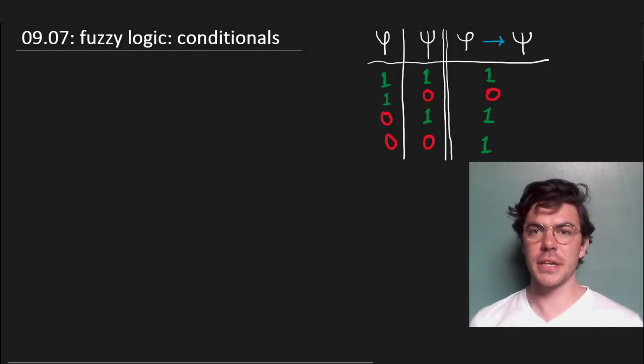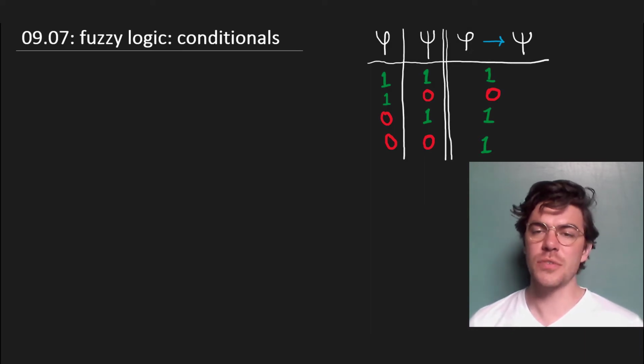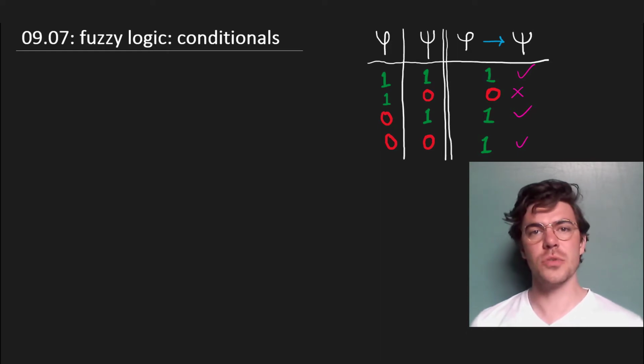So let's start by looking at the truth table for conditionals using our binary valuations 0 and 1. As we've seen, it's perfectly okay to go from false to true or from false to false, but it's in this one line here where we go from true to false that we register the conditional as false. Now, how do we do this on fuzzy logic?